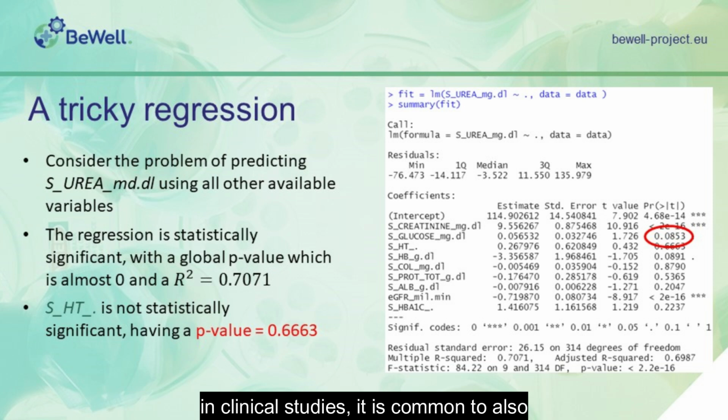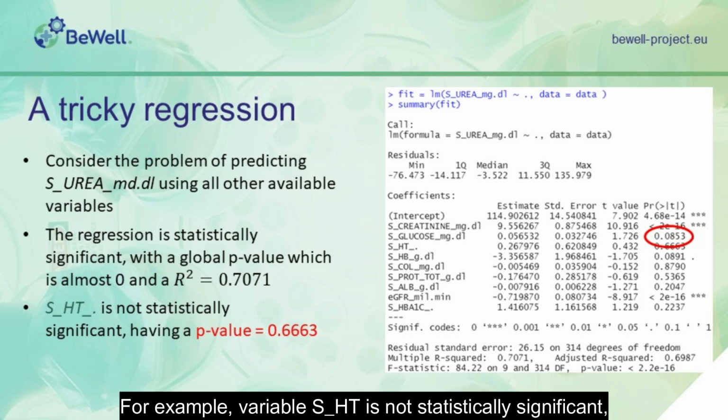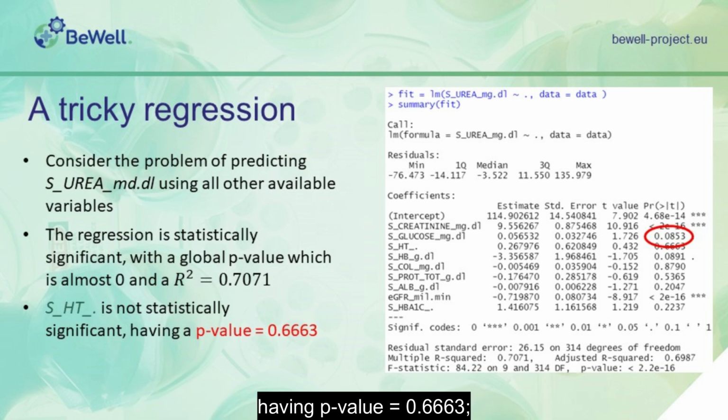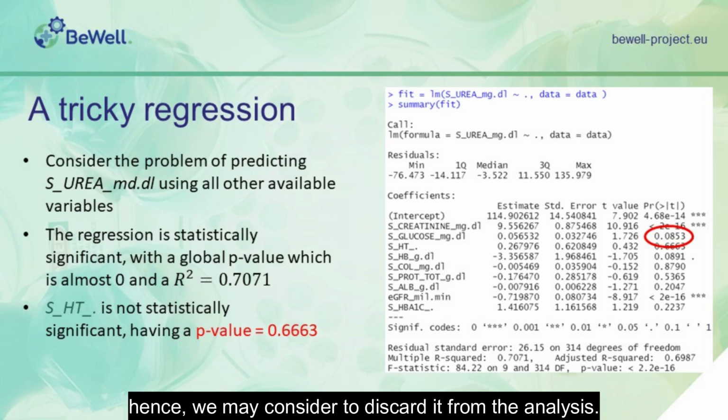Moreover, in clinical studies, it is common to also understand what are the most relevant factors. This is addressed by looking at the statistical significance of each variable, which is summarized by the p-value. For example, variable s_ht is not statistically significant, having p-value equals 0.6663. Hence, we may consider to discard it from the analysis.